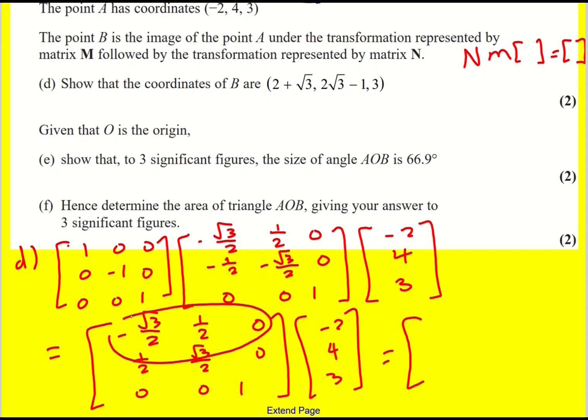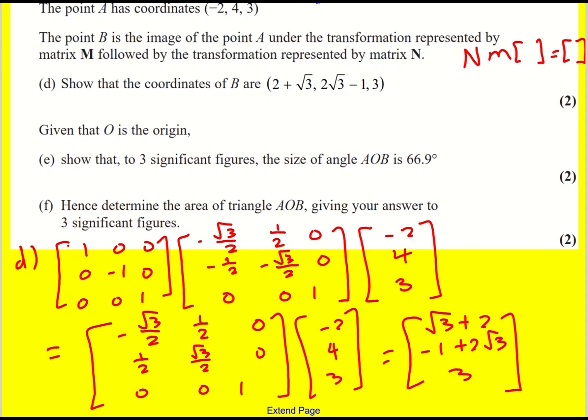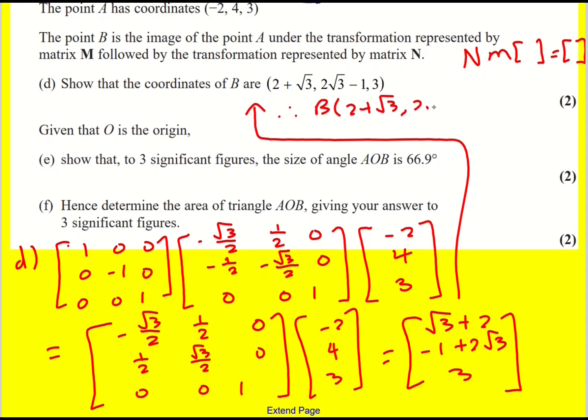And then we do this times this, which ends up giving root 3 plus 2. And then the next row down, -1 plus 2 root 3, and then 3. Which means that, therefore, B is going to be (2 plus root 3, 2 root 3 minus 1, 3).